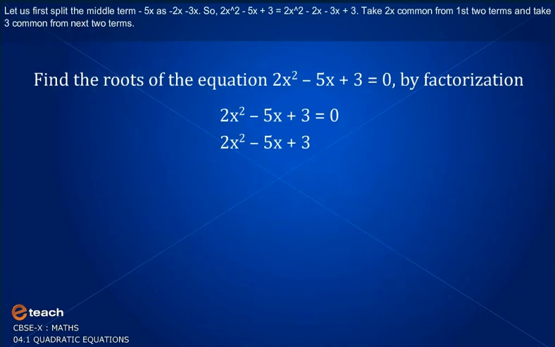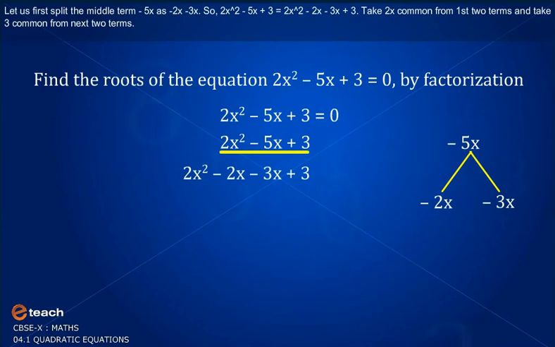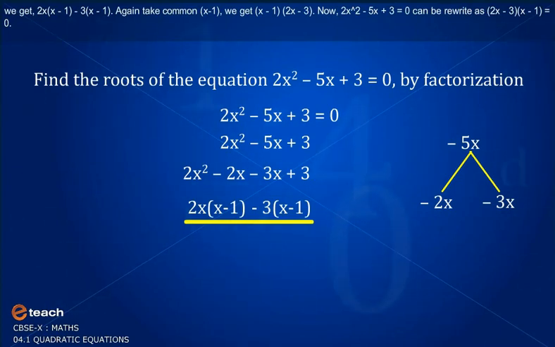Let us first split the middle term, that is minus 5x, as minus 2x minus 3x. So, 2x square minus 5x plus 3 is equal to 2x square minus 2x minus 3x plus 3. Now take 2x common from the first two terms and take 3 common from the next two terms. So we get 2x into (x minus 1) minus 3 into (x minus 1). Again take x minus 1 common. So we get (x minus 1) into (2x minus 3).